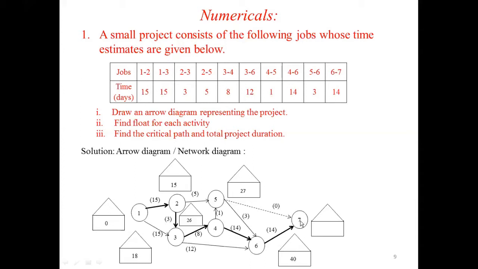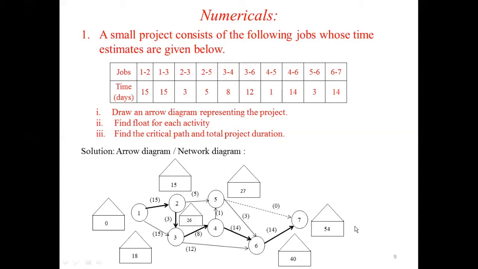Therefore, for node 7, the dashed arrow is a dummy activity, so you should not consider it. You have only one arrow mark, from node 6. 40 plus 14, we will get 54. You have to write 54. Then next, to fill these triangles, you have to fill in the reverse direction.